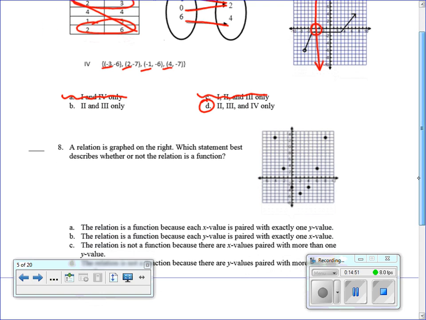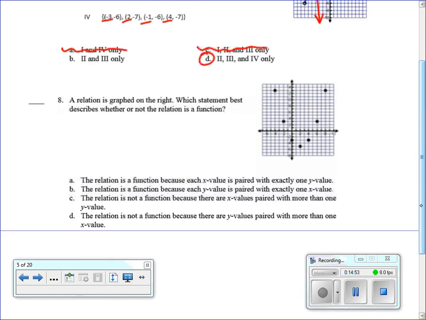When we look at 8, we see the relation is graphed on the right. Which statement best describes whether or not the relation is a function? Well, we're really looking at the answer choices. So we know that this relation is a function, okay, because it passes the vertical line test. So we're looking for it to pass the vertical line test. So we can get rid of answer choices C and D because we know that it's a function.